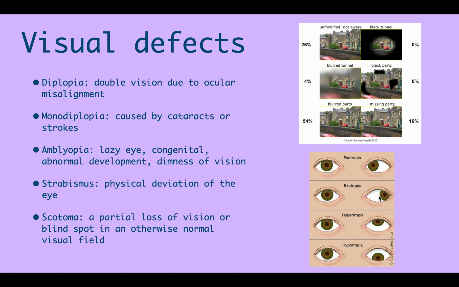Scotoma is going to be a partial loss of vision, and it can be a variety of different ways. Either there can be a tunnel, or there are black spots, or there can be blurred parts of the vision.